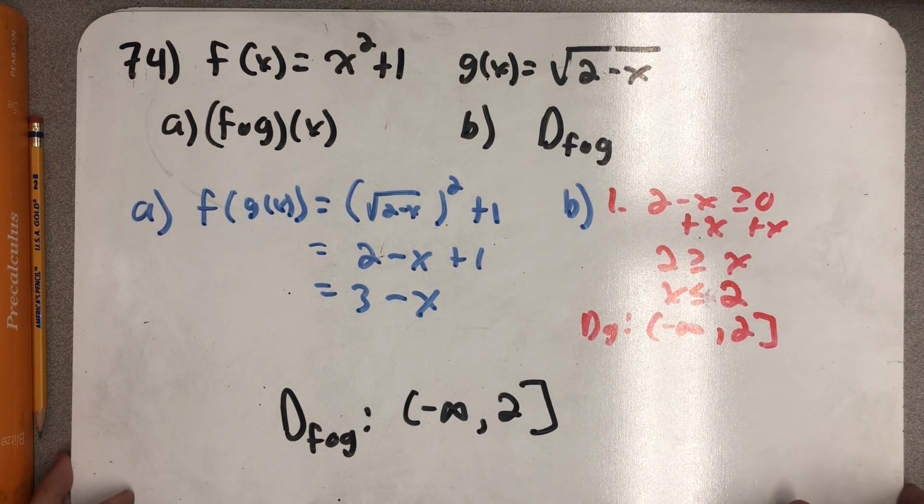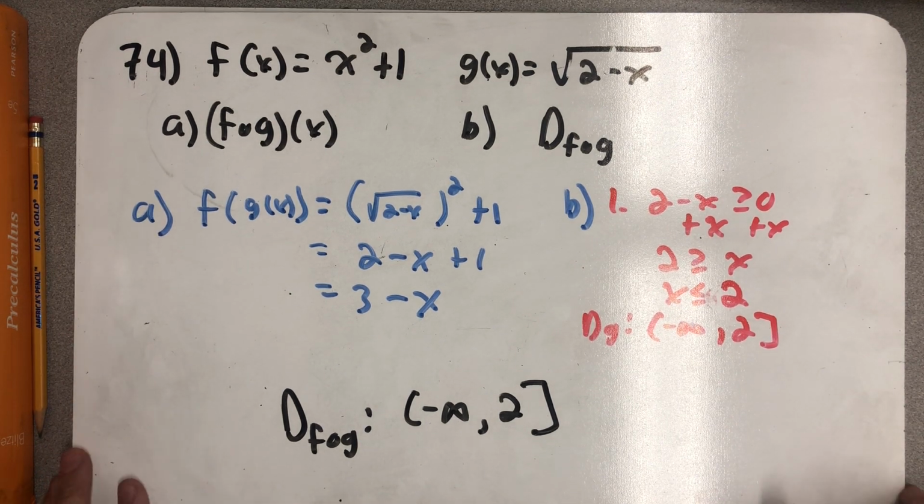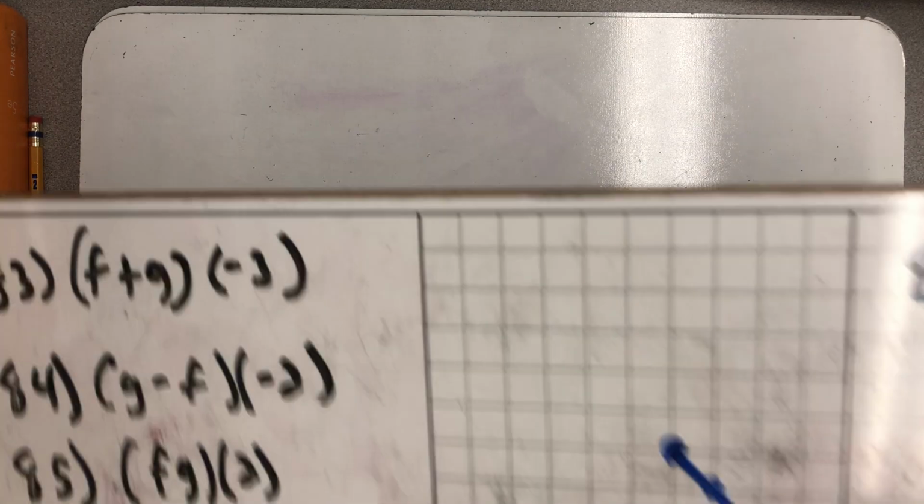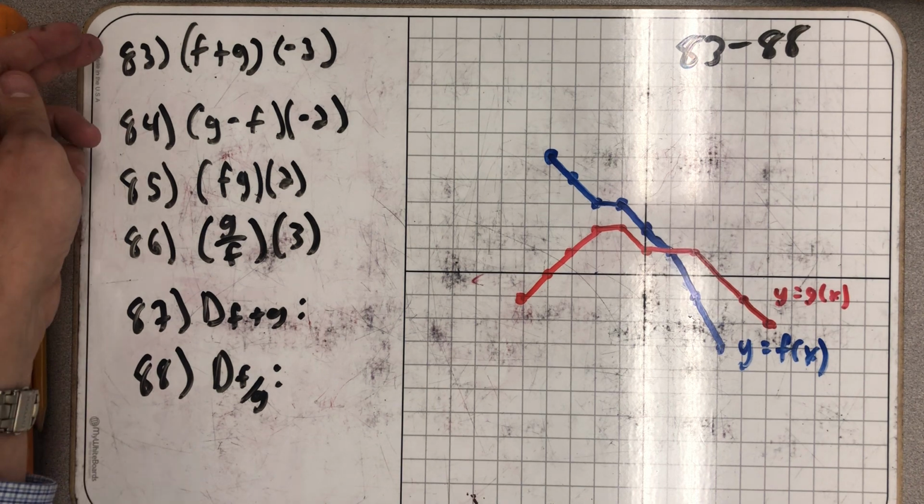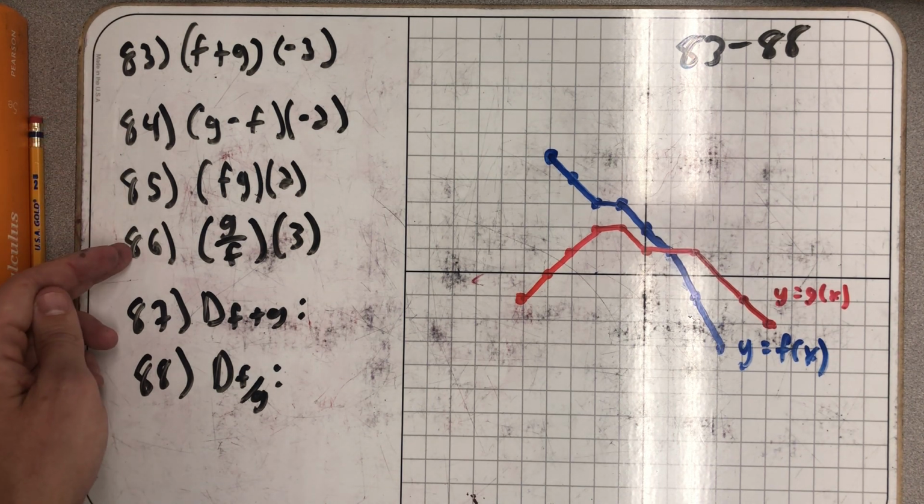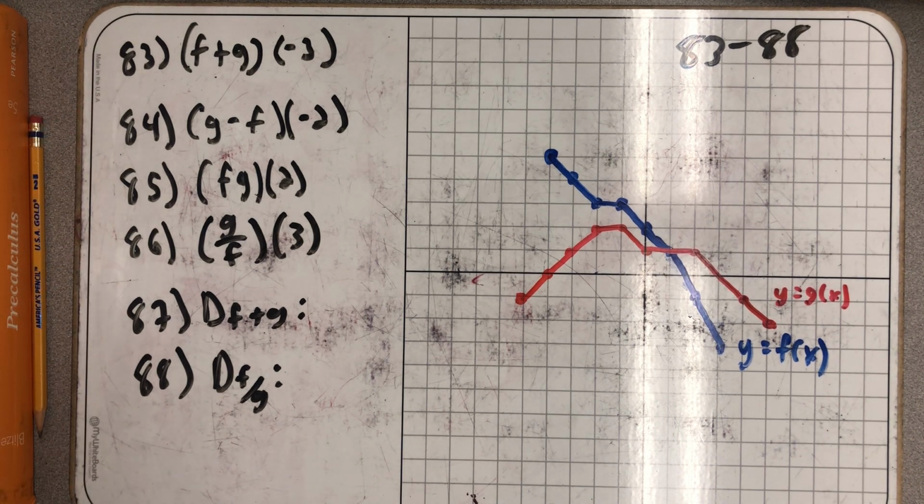All right, just one more thing to think about in this video of problems from section 1.7. And those are the problems between 83 and 88, which to me is just one problem with a bunch of parts, all dealing with this graph. We're asked to find some function values, and then we're asked to find two domains from these graphs, using these graphs here.